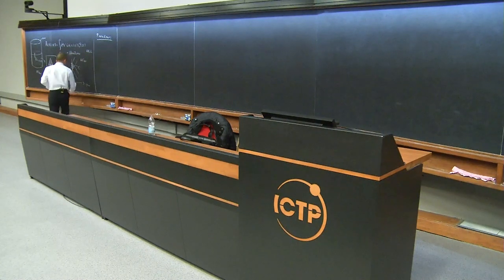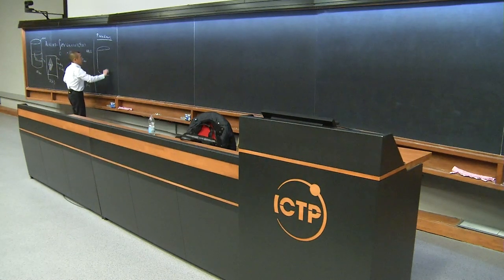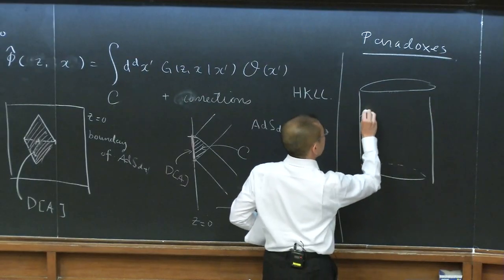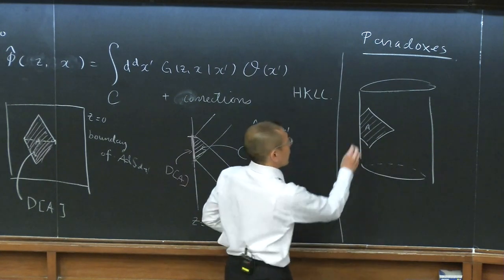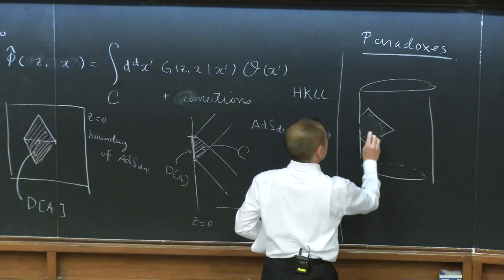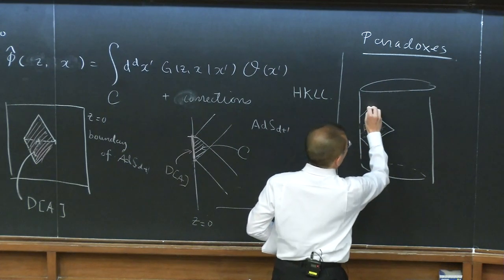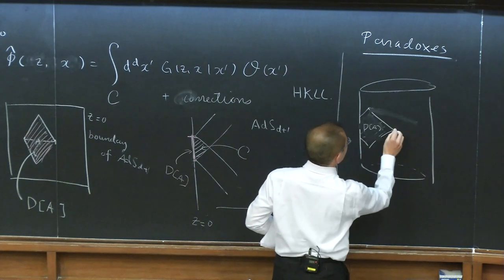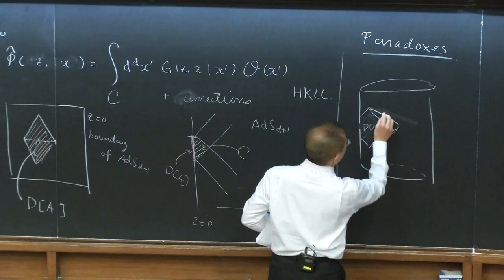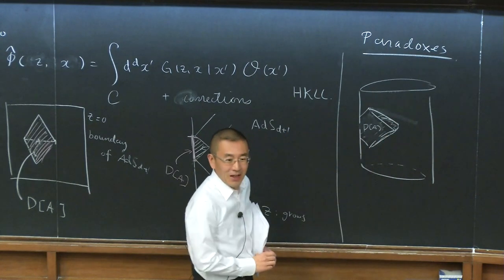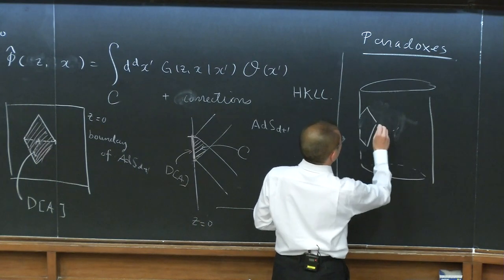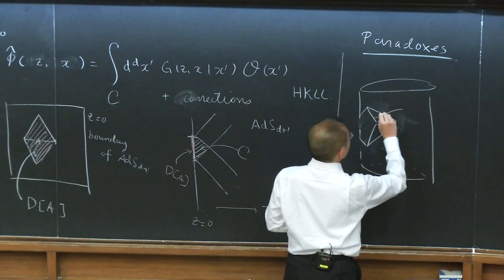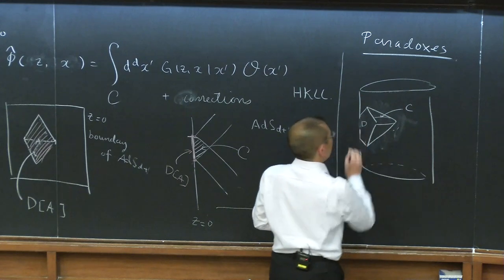So let's just consider some space. Let me see if I can draw this in a nice way. So we have this domain of dependence on the boundary. So this is A, and then this is dA. So on the boundary you have dA. And then I don't think I can do justice to that, but there is some region C that you extend into the bulk. So you have some region in the bulk that this domain of dependence extends to.